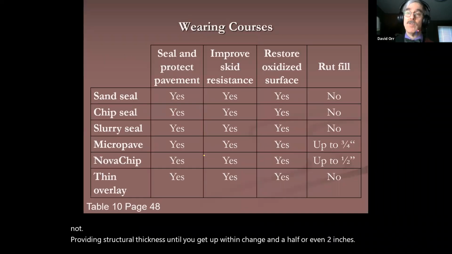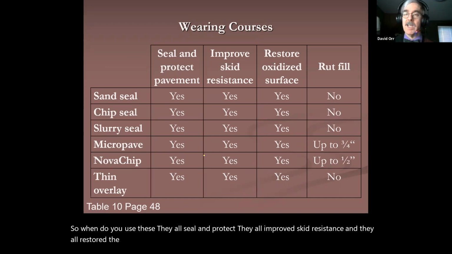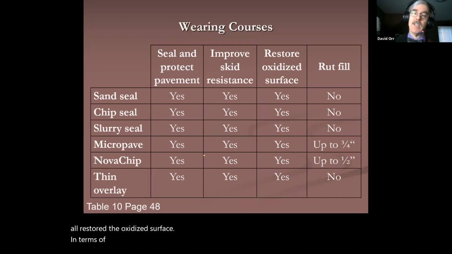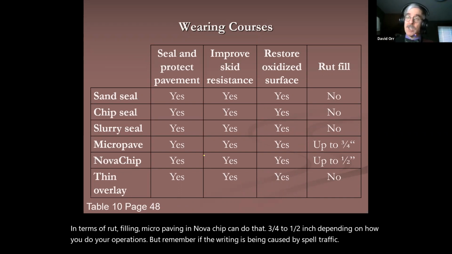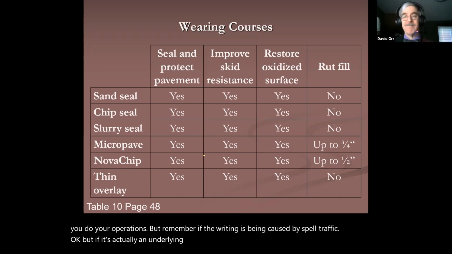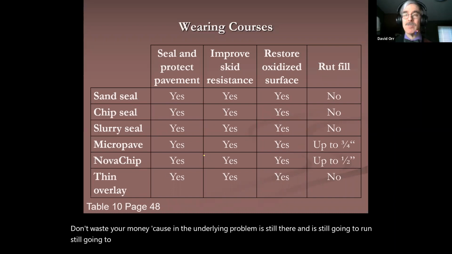Now, so when do you use these? They all seal and protect, they all improve skid resistance, and they all restore the oxidized surface. In terms of rut filling, micropaving and Nova Chip can do that 3/4 to a ½ inch, depending on how you do your operations. But remember, if the rutting is being caused by traffic, okay. But if it's actually an underlying drainage problem, don't waste your money, because then the underlying problem is still there and it's still going to rut, still going to move. This was designed for ruts due to just the traffic.